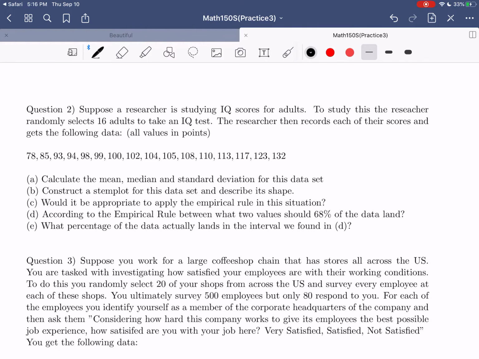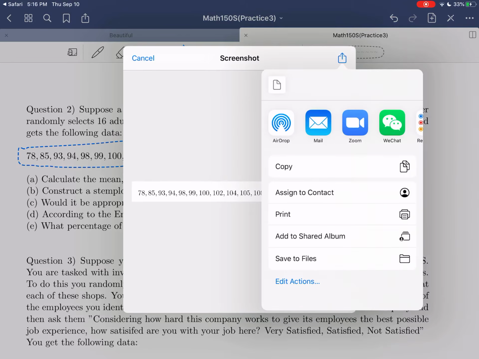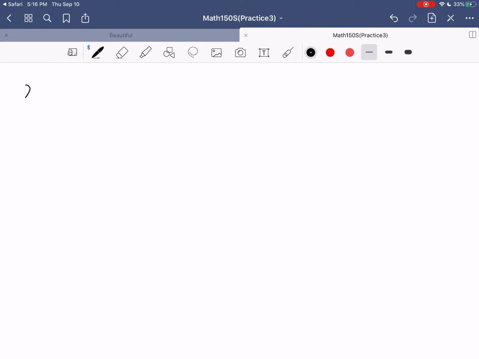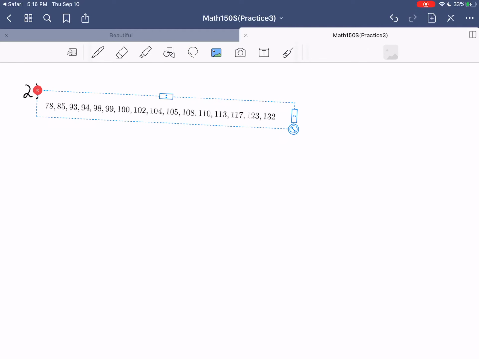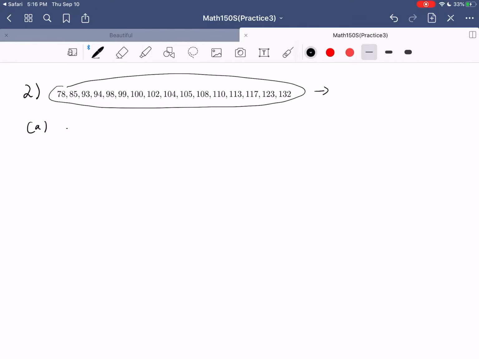So to start off with, I'm just going to grab this data so that we can see this as we're referencing it. Let's go ahead and do so. Okay, so let's give ourselves another page. So this will be question 2 here. Go ahead and paste in our data. Okay, so there's our data set. So for part A, we want the mean, median, and standard deviation. So let's go ahead, we'll take all this and throw it into list 1.